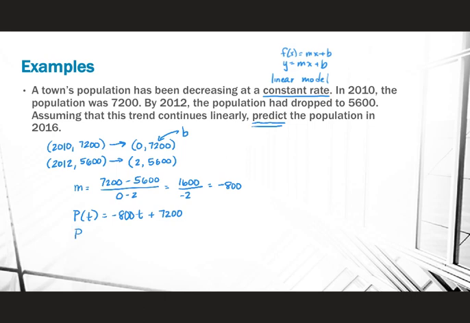Okay. So for 2016, if 2010 is year 0, then 2016 is 6 years later. So P of 6 is going to be negative 800 times 6 plus 7,200, which is negative 4,800 plus 7,200, which is going to be 2,400 people. Okay, so by 2016, we predict that there will be 2,400 people.